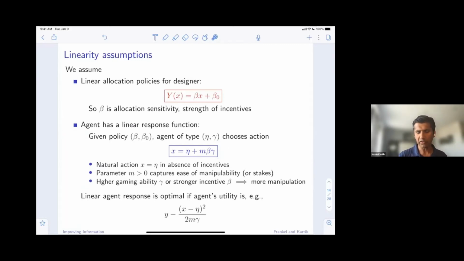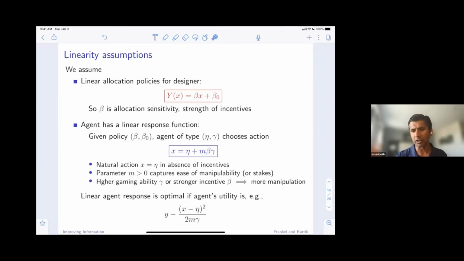So what is this? First, notice that if I strip out the second part, then this would mean that in the absence of any incentives, the agent is just choosing action x equal to her natural action eta, and hence the terminology natural action. This is what the agent would do absent any incentives to manipulate.